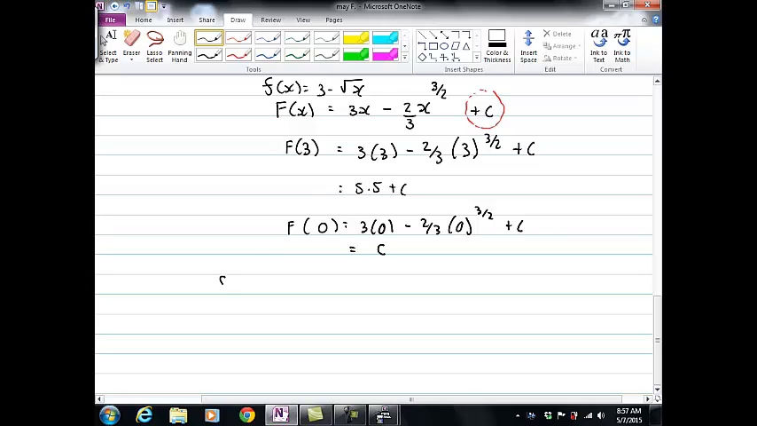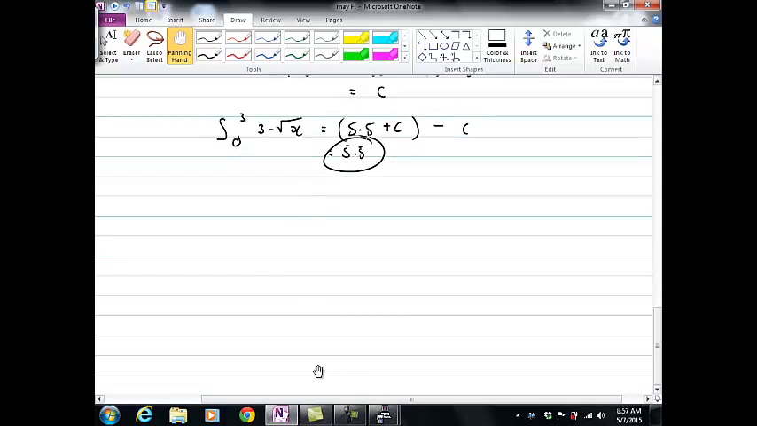So now, let's rewrite the integral. The integral from 0 to 3 of 3 minus root x equals 5.5 plus c minus, see, I use brackets, c. So my c's cancel out and you are left with a perfect number, which is 5.5 units. That is the power of integration, which means the area under that curve will be exactly 5.5 units. Try this next question, you know.